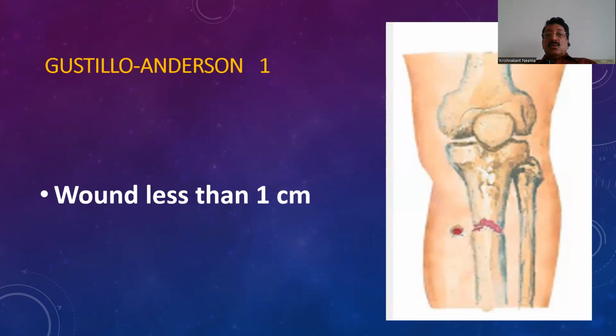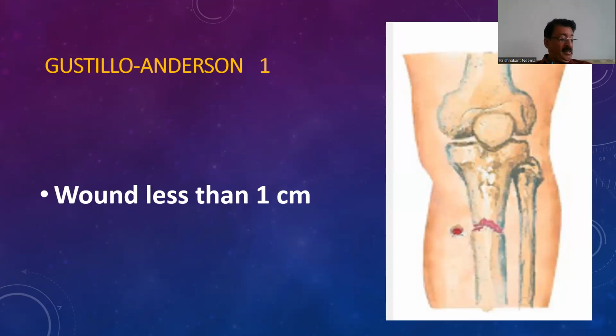Gustilo Anderson type 1 is a compound fracture which has a wound on the skin, the size of which is less than 1 centimeter. The wound is so small, even a puncture wound.